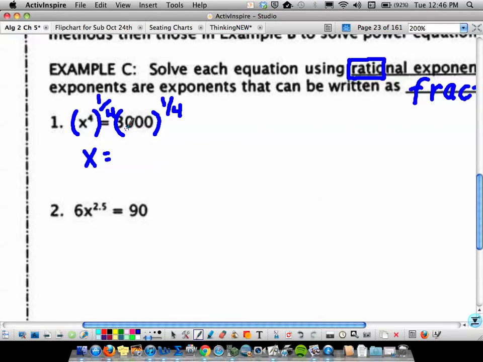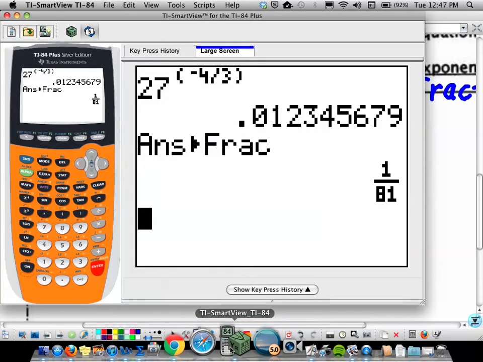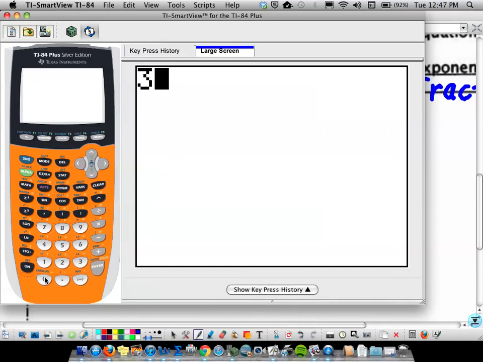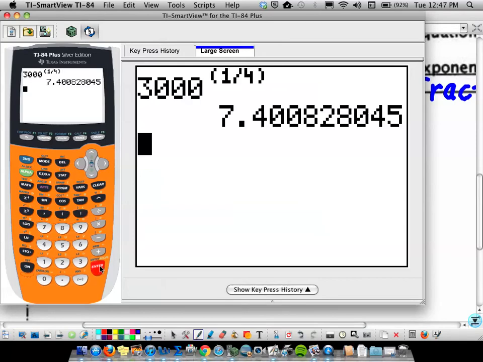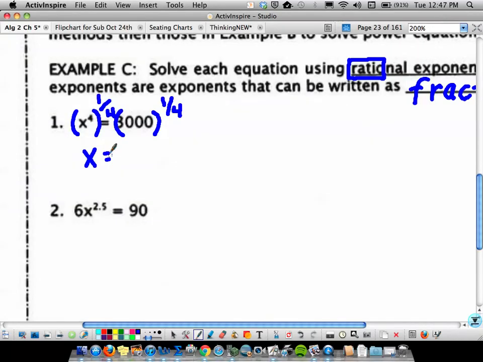Then 3,000 to the 1/4 is something we can do in our calculator. We can type in 3,000 raised to the 1/4, and I'm going to put that in parentheses. If you want to do 3,000 raised to the 0.25, you could do that as well. And we get an answer here. It's not a very pretty answer. It's about 7.4. So we can say that x is approximately equal to 7.4.